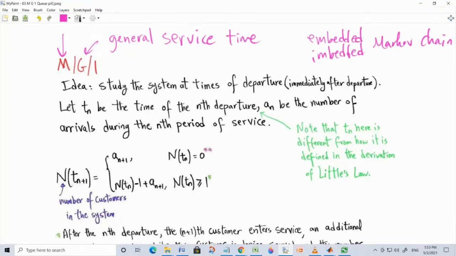So here we will study the state of the system at those times. Those are discrete times. They are not uniformly spaced, but this is not the problem.